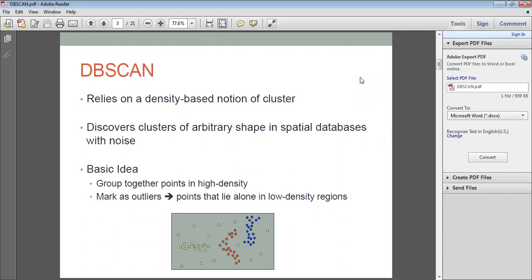It is very efficient at finding the noise in the data, and it can filter out the noise. It can divide the data into high density clusters, and the points which are of very low density or lie alone would be considered as noise.